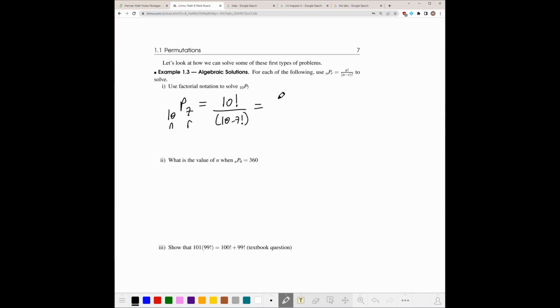Okay, and so what is that going to equal? Well, that's 10 factorial over, well, 10 minus 7 is 3 factorial. So what do we end up with? We've got 10 times 9 times 8 times 7 times 6 times 5 times 4 times 3 factorial over 3 factorial. Great. An alternative to this is that we could just solve this.